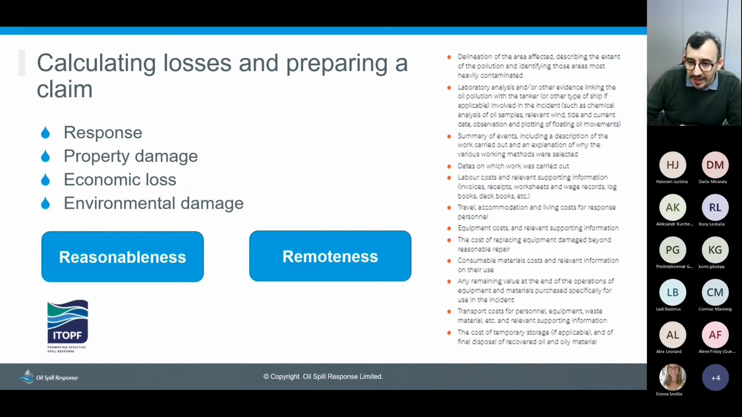Now, in preparing a claim, good information is key. The type of information required to support claims for costs arising from the above categories is described in the IOPC Funds Claims Manual, and there's a link to this that we'll provide at the end. An example of the type of information that they're looking for will be shown in that claims manual.